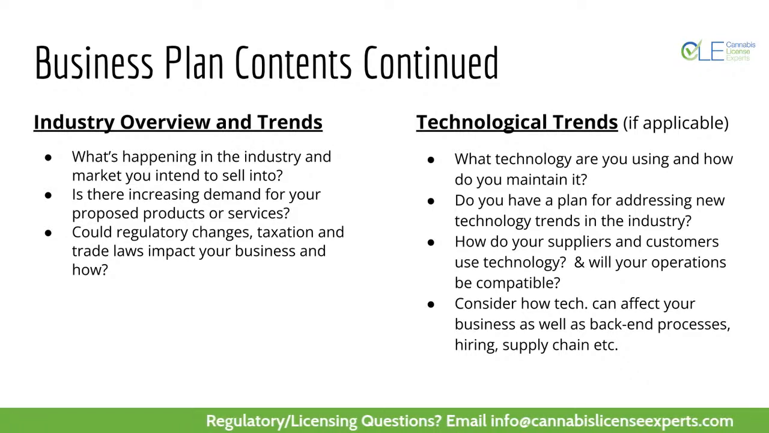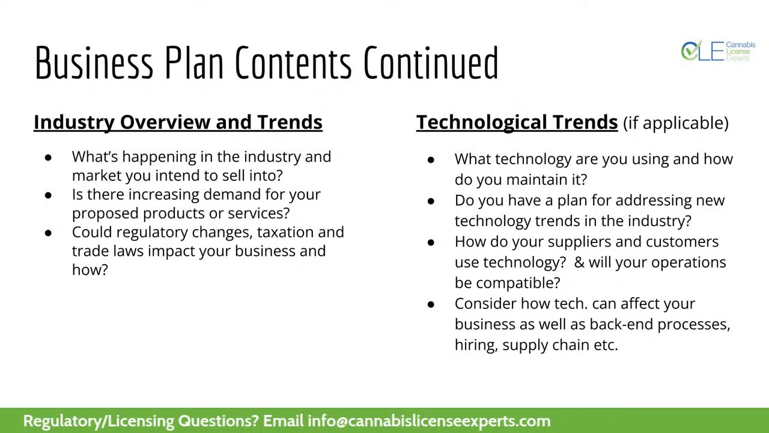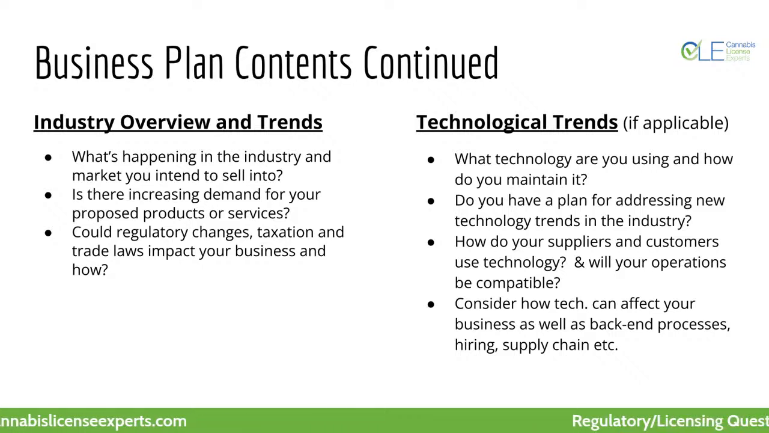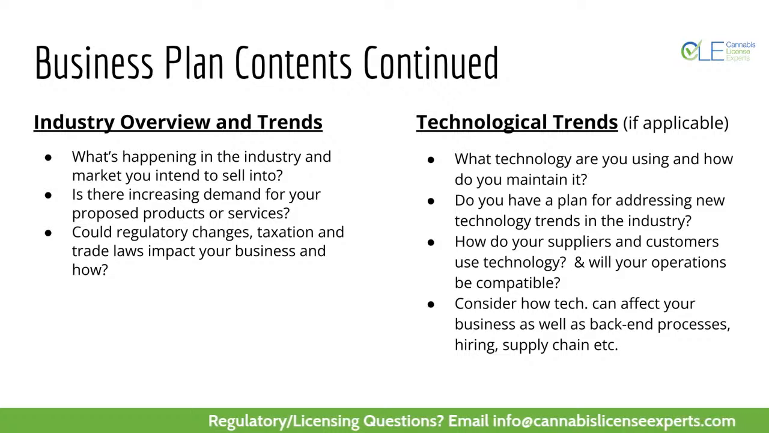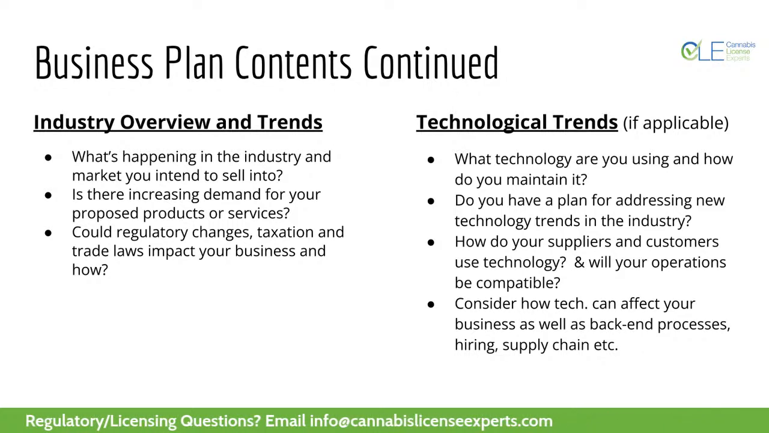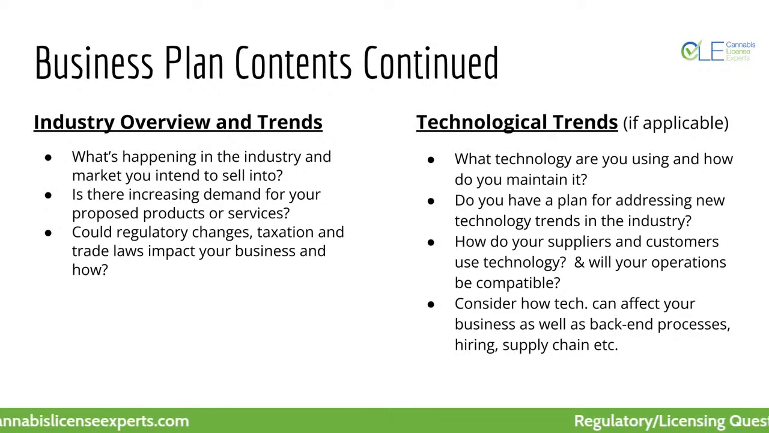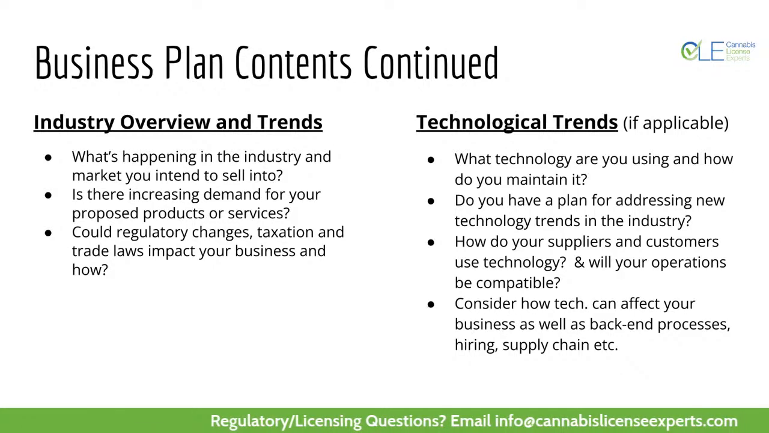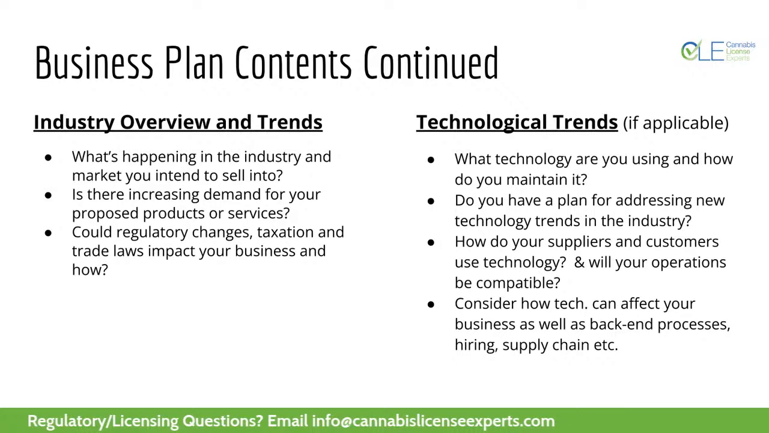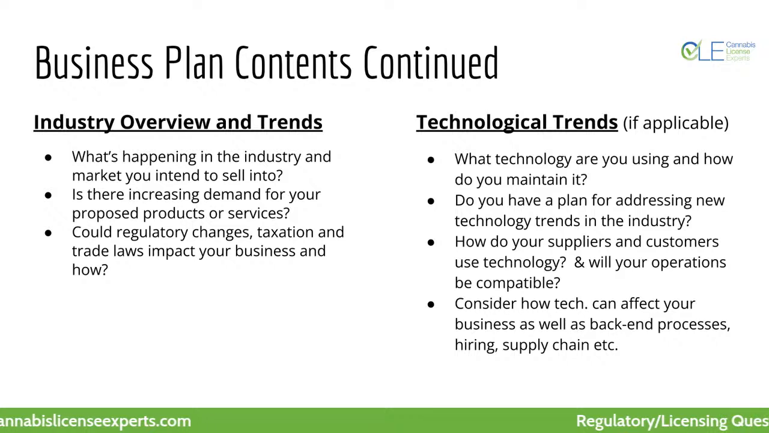Okay, so now we're going to get into some industry overview and trends. When looking at this, think about who you're presenting your business plan to and assume that they know nothing about the cannabis industry or whatever industry you're writing a business plan for. So when you're asking yourself what questions to use to fill out an industry overview or industry trends for the upcoming years, what's happening in the industry and in the market, and how do you intend to sell into it? Is there an increasing demand for your proposed products or services? And could potential regulatory changes, taxation structures, and trade laws impact your business, and how?